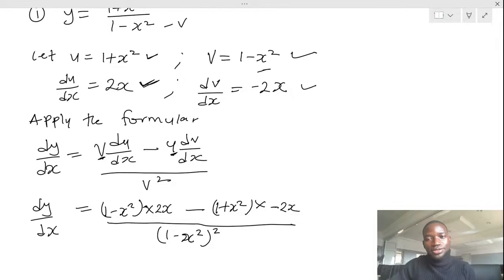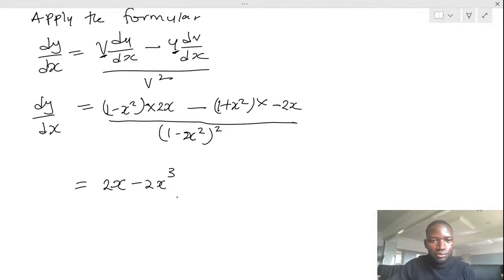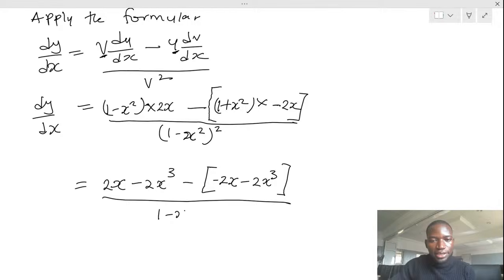So the next thing is just to express it to the lowest term. Now let's open up the bracket first. 2x multiplied by 1 is going to give us 2x, minus 2x multiplied by x squared is going to give us minus 2x raised to the power 3. Then open up the other brackets. Do this first to avoid confusion. You have minus into brackets. Use minus 2x to open up this one, you're going to have minus 2x. Use minus 2x to open up this one also, you're going to have minus 2x cubed. All right, everything divided by 1 minus x squared, all squared.